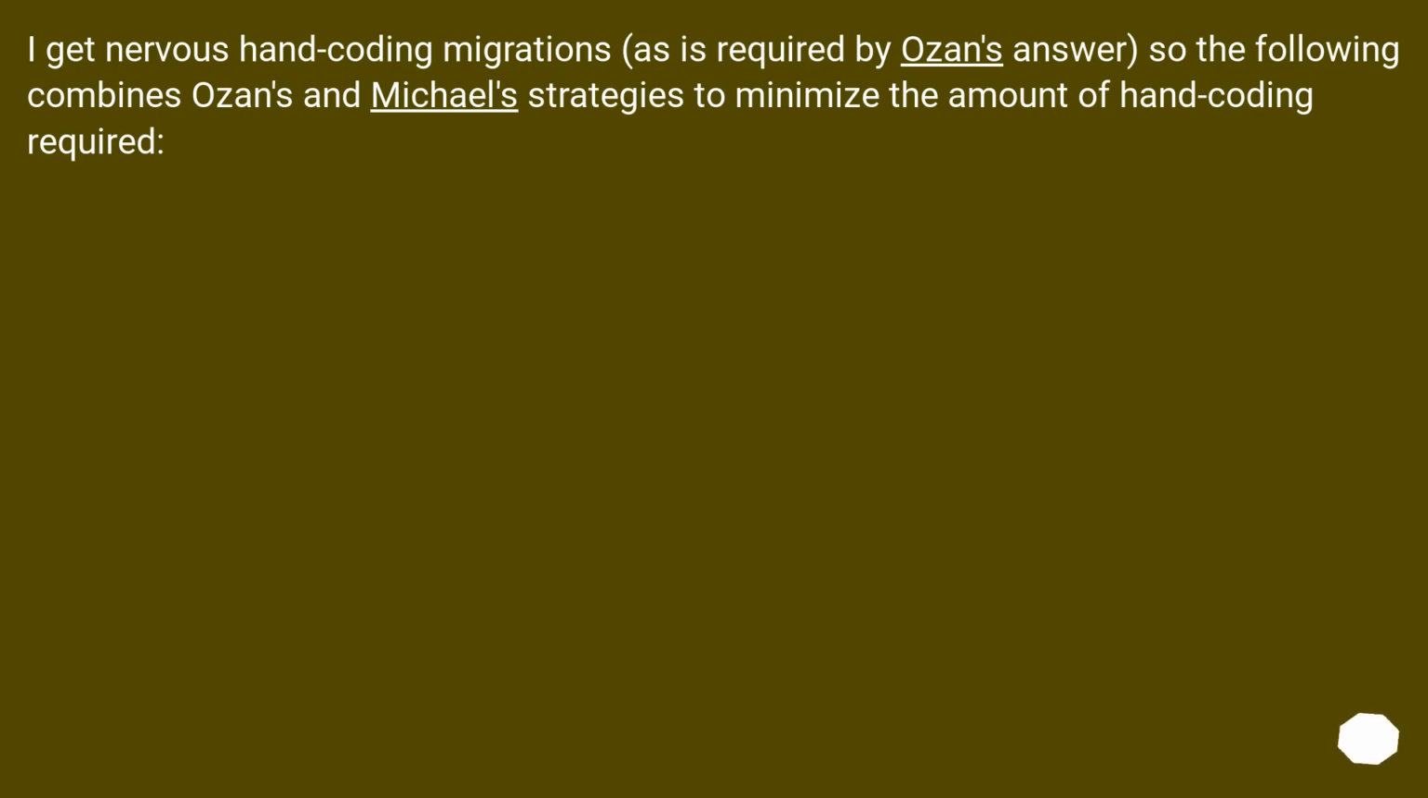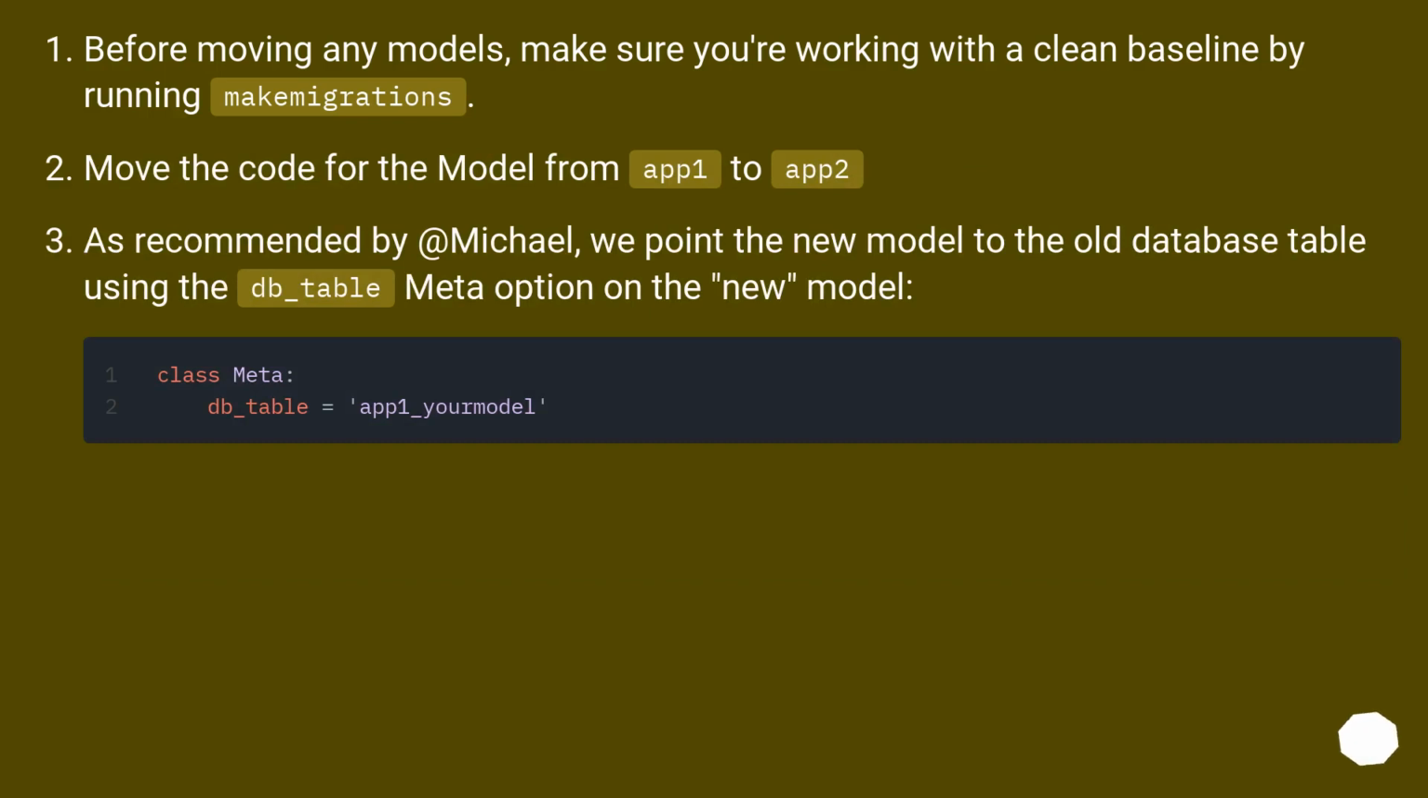I get nervous hand coding migrations, as is required by Ozan's answer, so the following combines Ozan's and Michael's strategies to minimize the amount of hand coding required. Before moving any models, make sure you're working with a clean baseline by running makemigrations. Move the code for the model from app 1 to app 2. As recommended by Michael, we point the new model to the old database table using the db_table meta option on the new model.